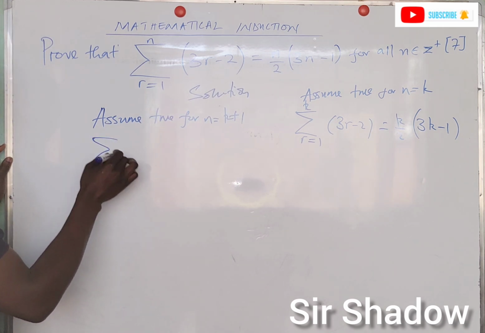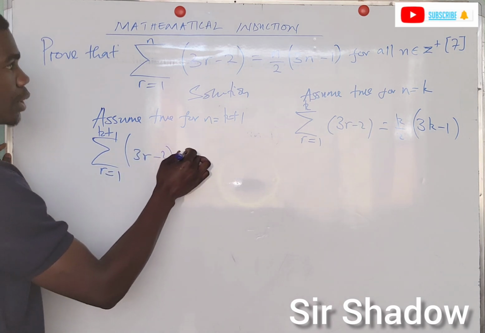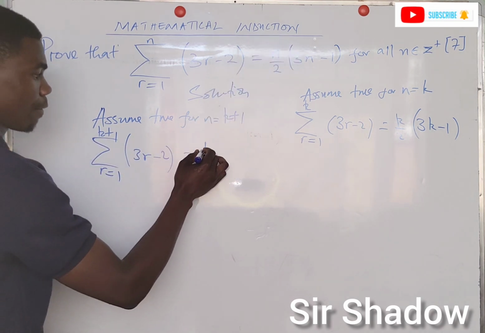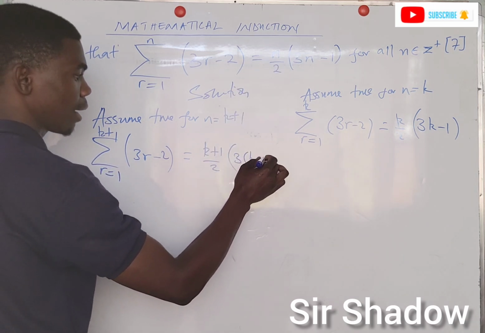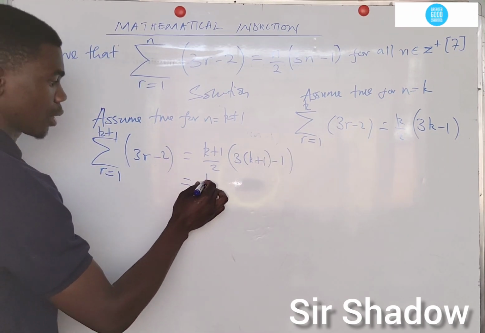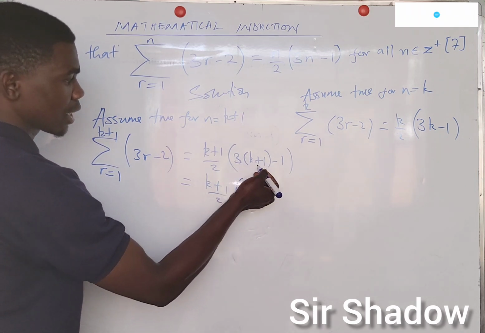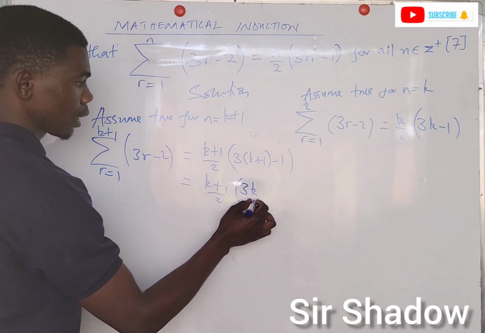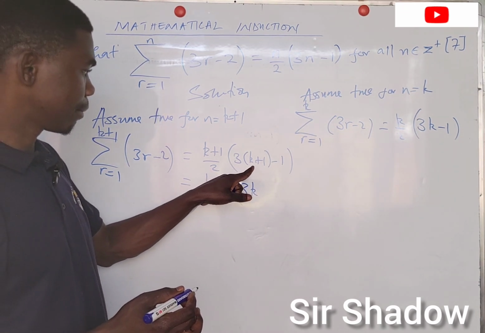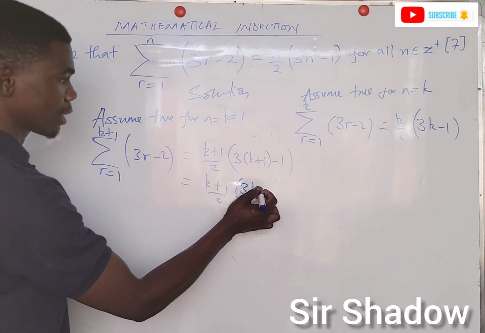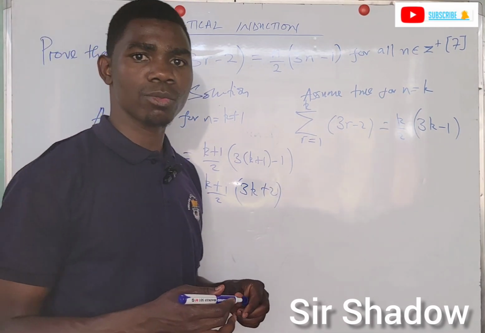So we are saying the summation of r equals 1 with upper limit k plus 1 of 3r minus 2, which is equal to k plus 1 over 2 multiplied by 3 multiplied by k plus 1 minus 1, which is equal to k plus 1 over 2 multiplied by 3k plus 3 minus 1, which is 3k plus 2. So we have assumed true for n equals k plus 1.